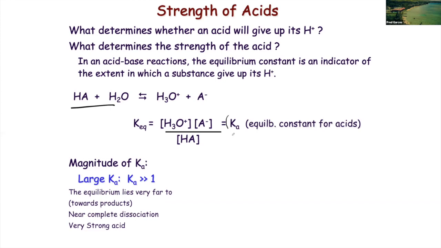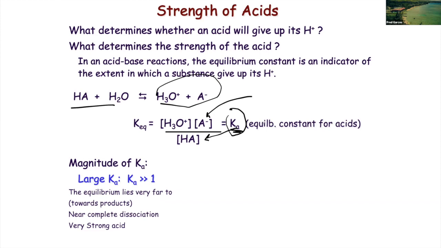The Ka will also tell you that the dominant species is that, because that value right here is going to be less than 1. The concept tells you for a strong acid, this chemical right here, the product, is going to be the dominant species, because the chemical is going to dissociate. When the product is the dominant species, then the numerator is going to be bigger than the denominator, and then that Ka is going to be greater than 1.